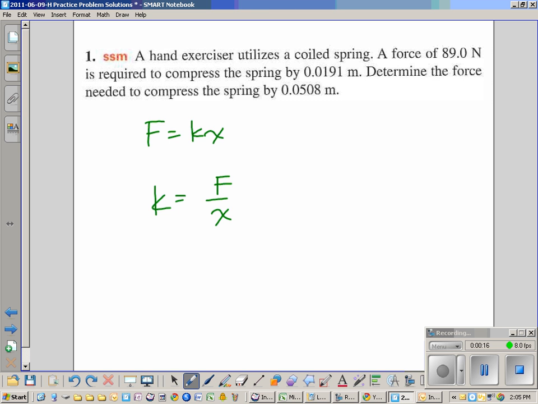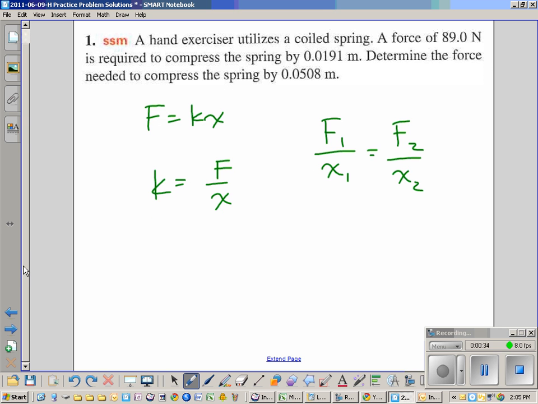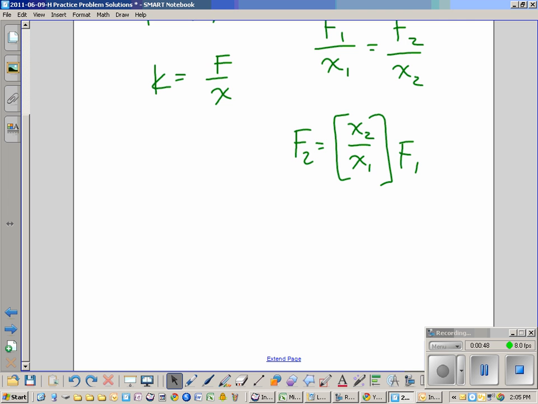So it's the same spring, so it's the same K for each case, right? That means that's in general. Since we know that K is the same, we know F1 over X1 is equal to F2 over X2, right? So it's just going to be a straight ratio here. If we're looking for the force needed to compress the spring by this much, we'll call that F2. We'll say F2 is equal to X2 over X1 times force 1. Just what we've been doing all year with ratios, right?